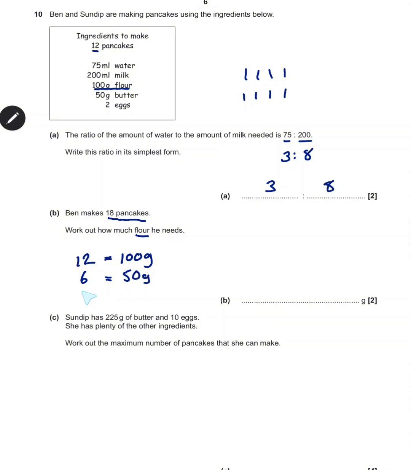And if we look, 6 add 12 is 18. They usually give you nice numbers on a non-calculator paper. 6 add 12 is the 18 that we want. So 100 add 50 is 150 grams.